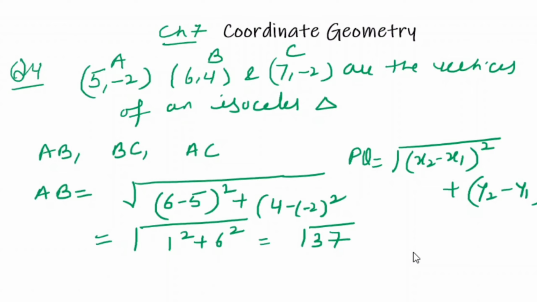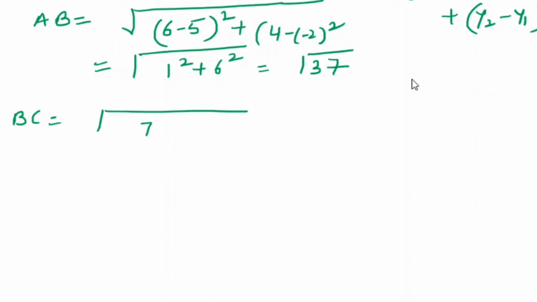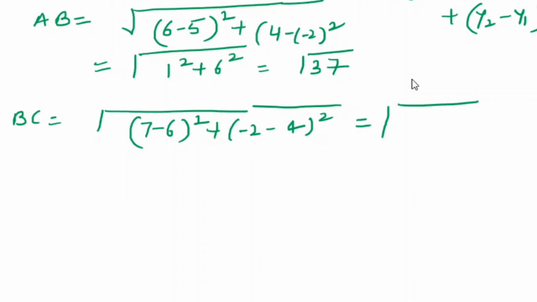Now moving to next, we'll find BC. BC is how much? This is (7 minus 6) whole square plus (minus 2 minus 4) whole square. So if you simplify, we get the same thing. This is 1 plus 6 square, that is root 37. So here you can see that AB and BC are equal.